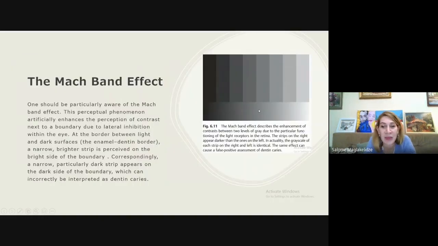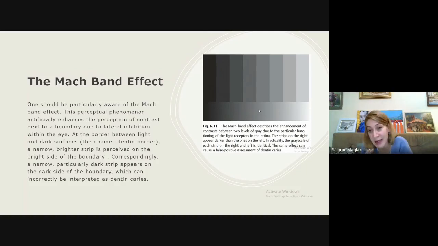Also, one thing you should know about the identification on the X-ray, particularly you should understand the Mach band effect, because this perceptual phenomenon artificially enhances the perception of contrast next to the boundary due to lateral inhibition within the eye. So at this border between light and dark surfaces, in this case the enamel or dentine border, a narrow, brighter strip is perceived on the brighter side of the boundary.